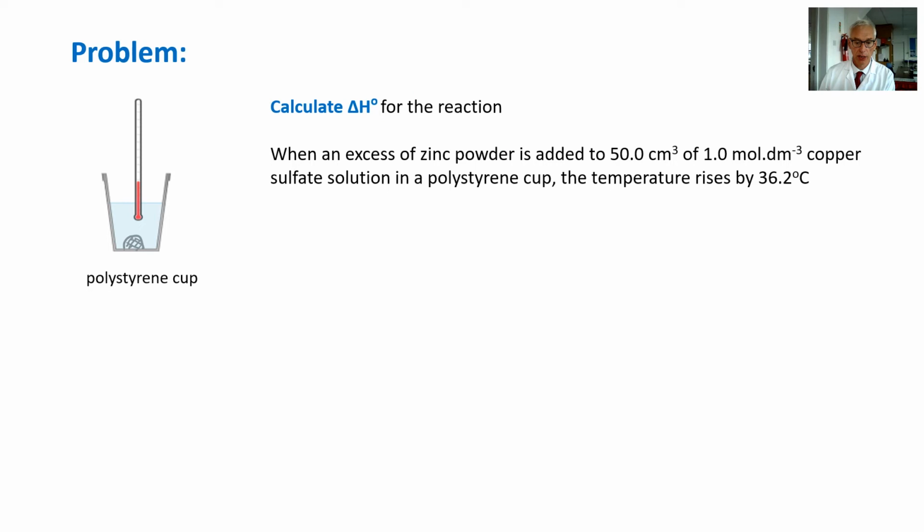So now I'd like you to try this problem. Calculate the enthalpy change for the reaction between zinc and copper sulfate in solution. So we've got standard procedure, polystyrene cup, zinc powder added to 50 centimeters cubed of 1 mole per decimeter cubed copper sulfate. We have an excess of zinc powder and the temperature changes by 36.2 Celsius.